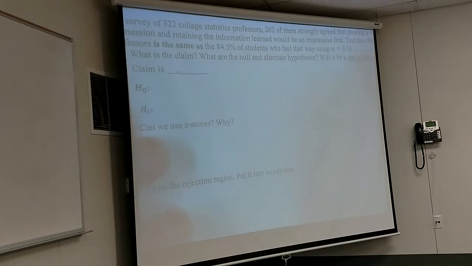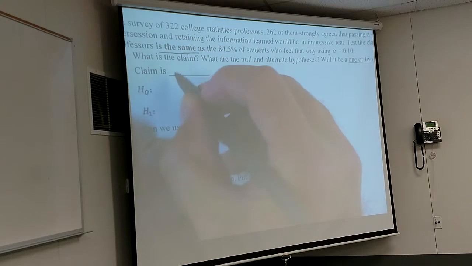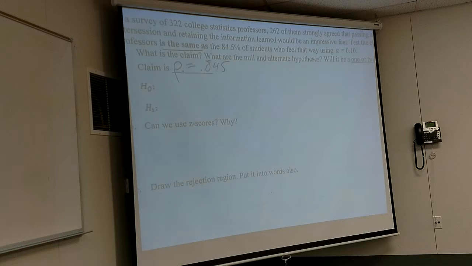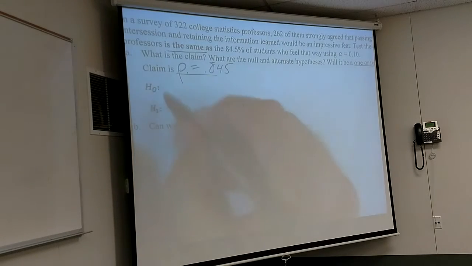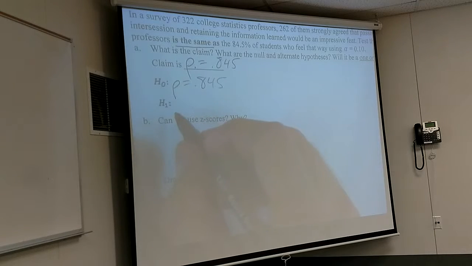So here I am being all nice again, putting it in bold, right? The claim is P is 0.845. Make that immediately a number, not a percentage that humans made up. Make it a number. Where does that go? P is 0.845. So what's the H1 going to be? P is not equal to.